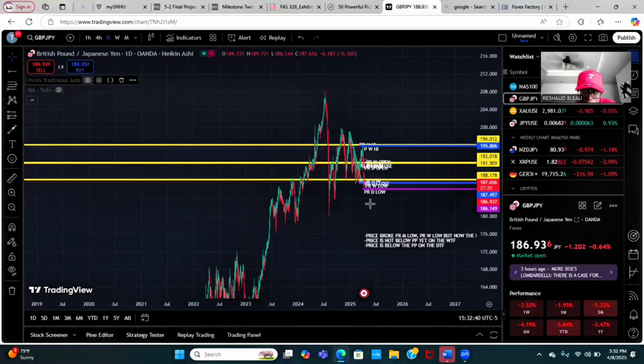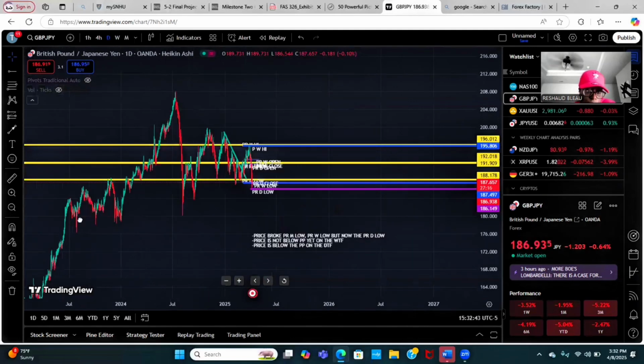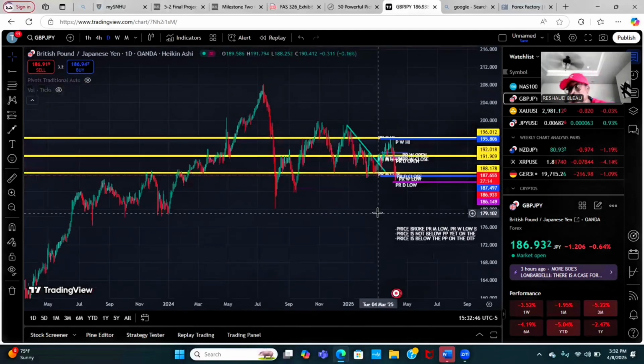But if price breaks below the previous daily low, we can look into something of a sale. But because I don't really like the way news is doing, I'm not going to trade it. So that's just my point of view. If you like this, you can trade it. If not, I'm going to go to the last trade and then I'm going to move on.